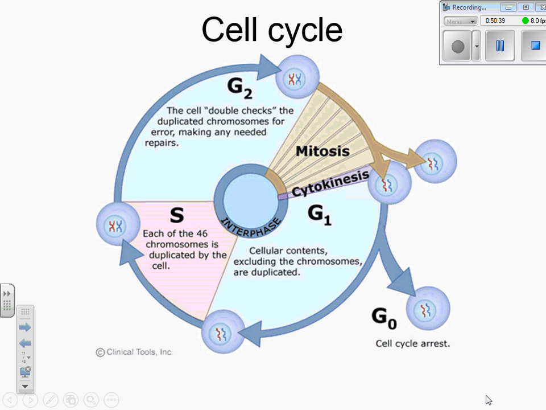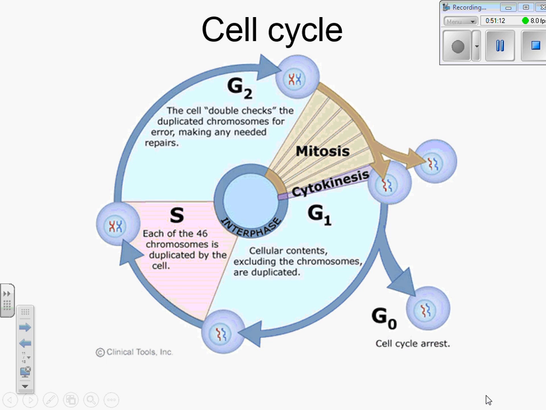Right, that is, as it says at the top, the cell cycle. And what we've got here is a representation of where mitosis fits into the whole life of a cell. It's not the only thing cells do, and some cells don't do it at all after they've reached maturity. As I said, they just don't have the capacity to actually multiply. But the cell cycle consists of, well, let's have a look.